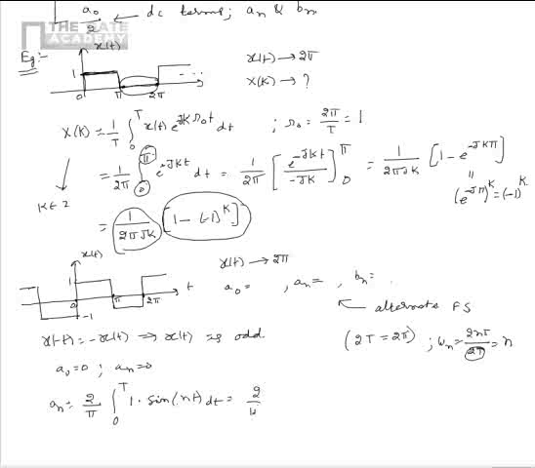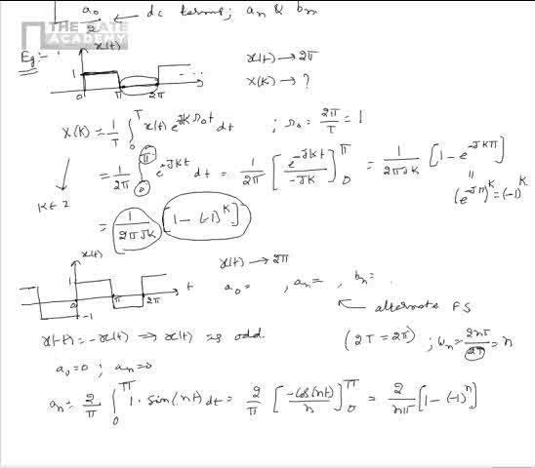This upon simplification becomes 2 by pi times minus cos of nt divided by n, and the limits to be substituted are from T to 0. Sorry, this T is pi. So which upon simplification becomes 2 by n pi times (1 minus (minus 1) whole power n). This can be obtained by substituting the limits.